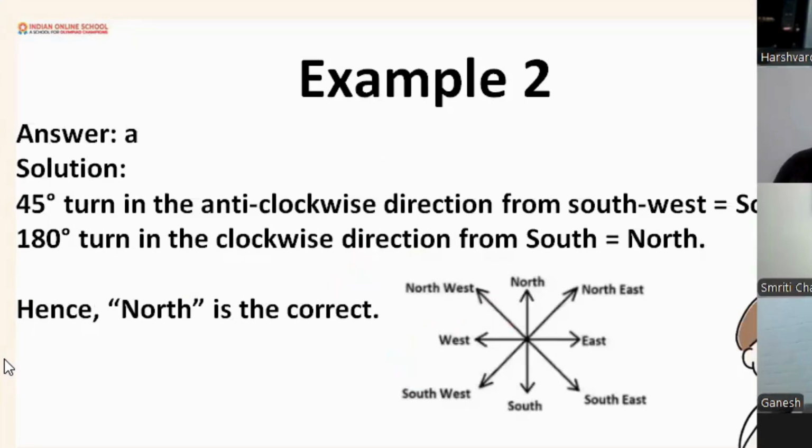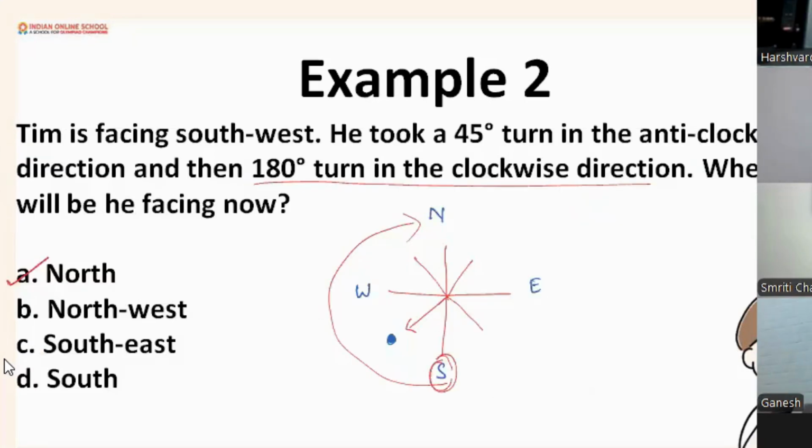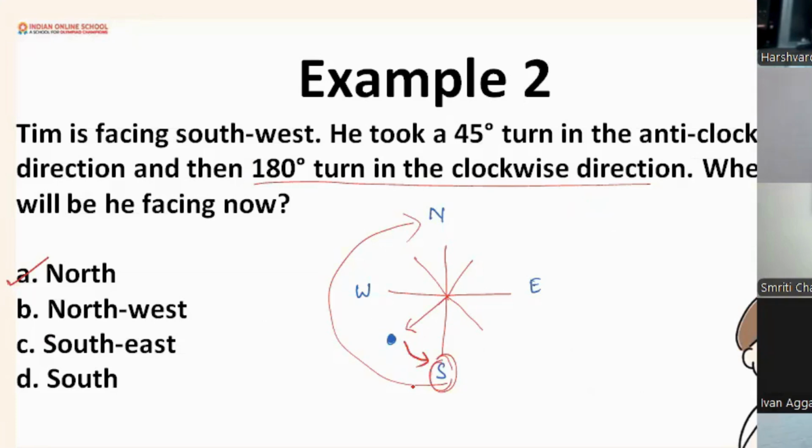Yes, Pranay, tell me what happened. Ma'am, if he's facing southwest, then he took a 45-degree anti-clockwise turn. So anti-clockwise is on this side only, no? Turn left. Oh yeah, correct. I got confused. Every time just remember, whenever the hands of a clock are moving, they are moving like this. Never do they move like this. They are always moving like this only. Got it?